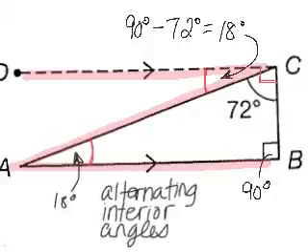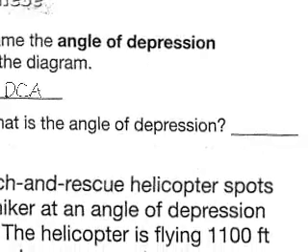All right, so we are going to name this angle. We're naming it because we're looking at this one here. So this is DCA. We're using the full name. We can't just use angle C because angle C is also this part here. So we have to use the full name for DCA. C has to be in the middle part. So name the angle of depression: DCA. And what is the angle of depression? Well, we just calculated that, and we calculated it to be 18 degrees.